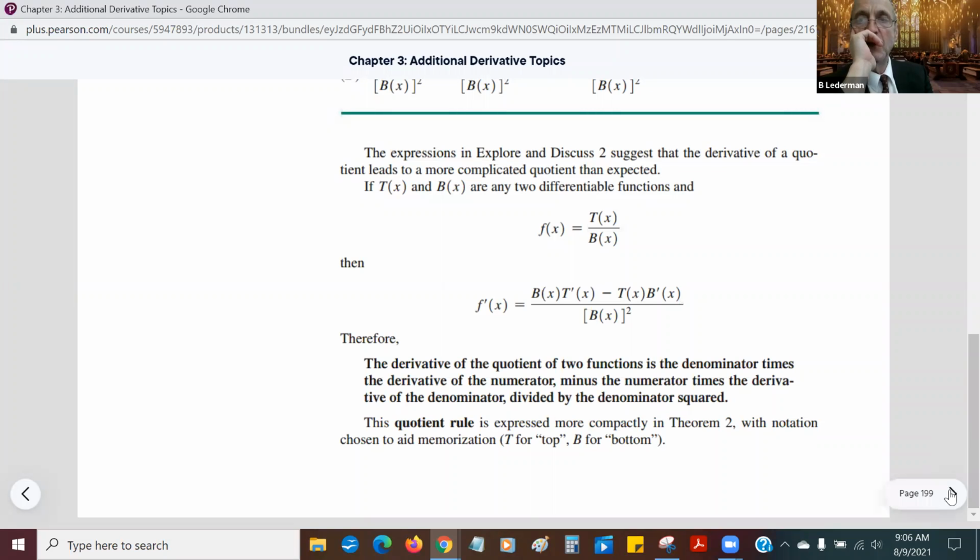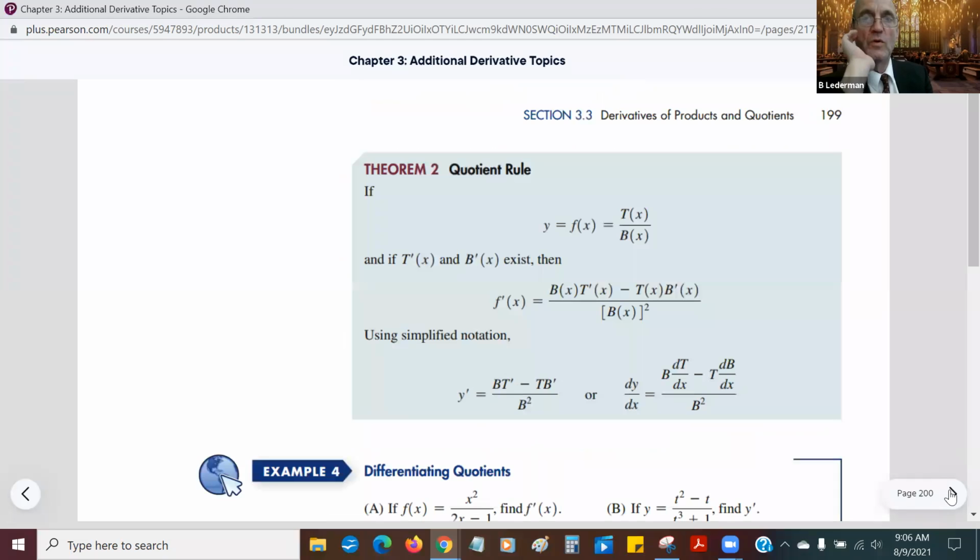Okay, now it's time for the quotient rule. If you have a quotient, it's a similar formula to the product rule, but a little bit bigger. So I like T and B, top and bottom. The derivative of this overall quotient, y or f of x equals the quotient of these two other functions, T over B, is going to be B times T prime minus T times B prime, over plain B squared. So that's the formula without all the x's in it: B times T prime minus T times B prime over B squared.